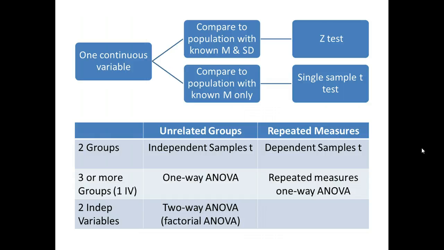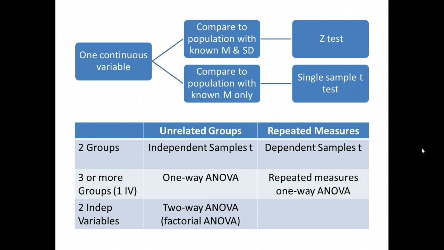The other 5 tests are shown in the table below. So 2 groups that are unrelated is an independent samples t, 2 groups where there is a repeated measure is a dependent samples t, 3 or more groups that are unrelated is a one-way ANOVA, 3 or more groups with a repeated measure is a repeated measures one-way ANOVA, which I will never make you do.